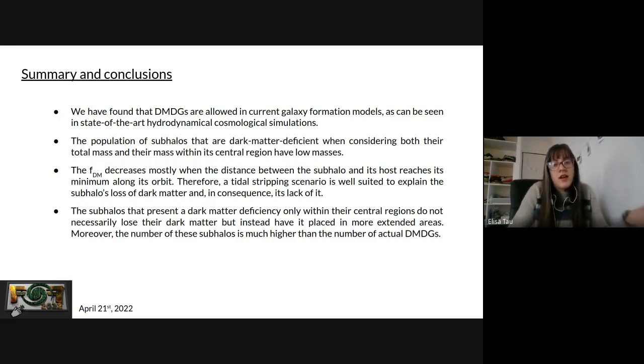And well, we can also think that one type of galaxies that are dark matter deficient when considering their central regions, and not when considering their total amount of mass, are not really dark matter deficient galaxies. Rather, the dark matter that was placed in the central region got misplaced, or got placed outside the central region, and it's now part of the halo. So that's why it has a deficiency in the central region, but it's not deficient when you consider the total amount of mass.